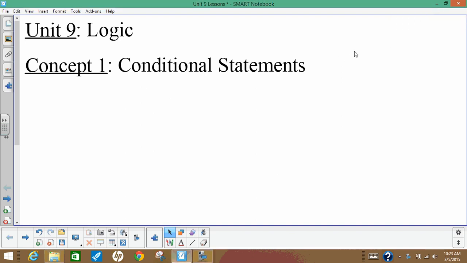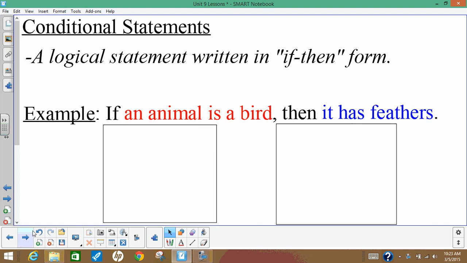So we're going to start our unit with talking about some statements we call conditional statements. So first things first, a conditional statement is written in the form if-then. We say if-then form. So here's an example. If an animal is a bird, then it has feathers. So there's some sort of condition attached here. We know if an animal is a bird, then it's going to have feathers.